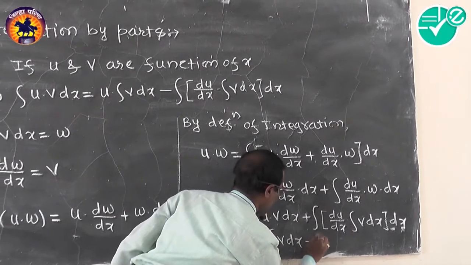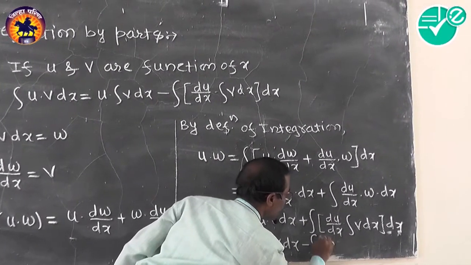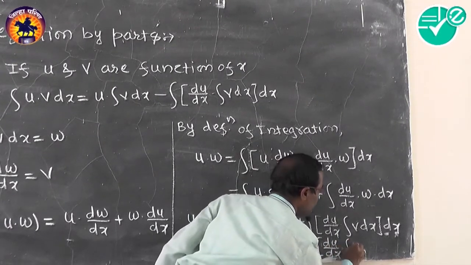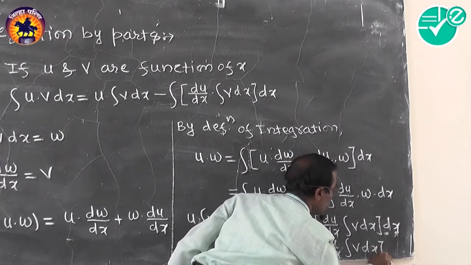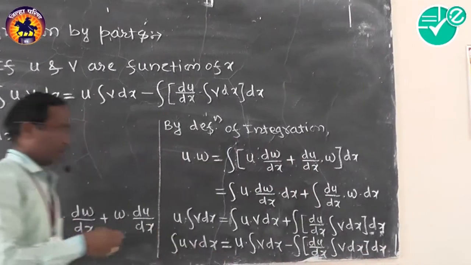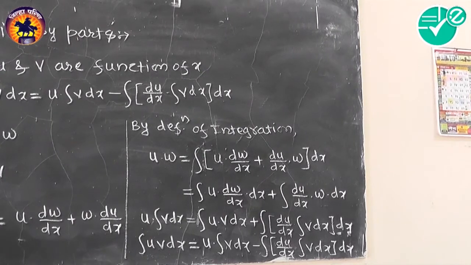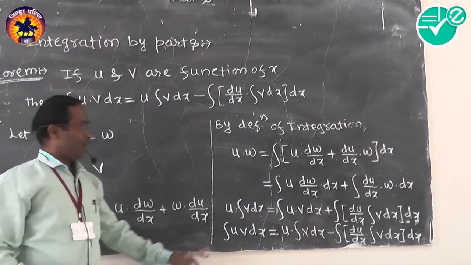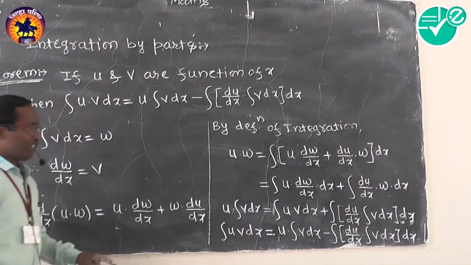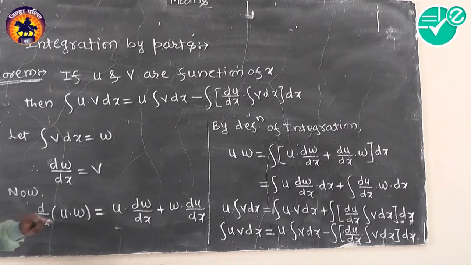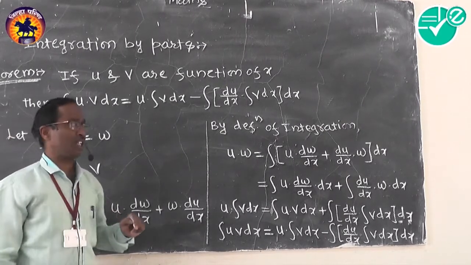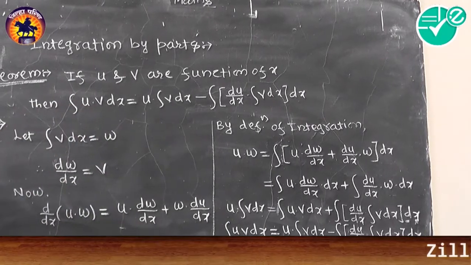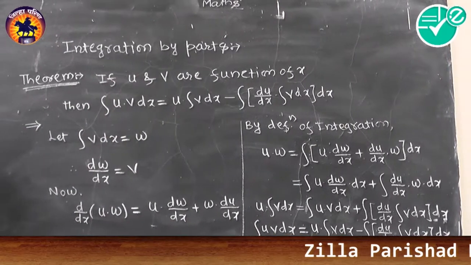minus the integral of du by dx into the integral of v dx with respect to x. So the integral of the product of two functions u into v: u is the first function, v is the second function. First function as it is, integration of the second function, minus the integral of the derivative of the first function into the integral of the second function with respect to x. So hence we have proved this theorem.